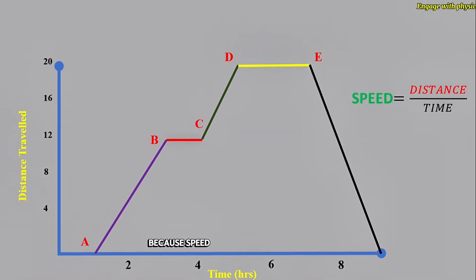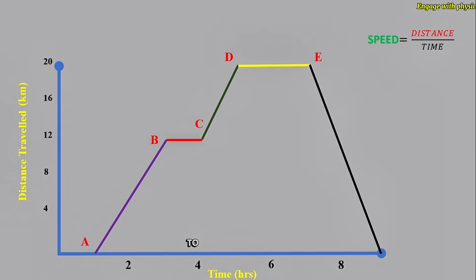Because speed is found by dividing distance by time, on this graph it is represented by the steepness of the line, also known as the gradient. To calculate speed from a graph, we need to measure the gradient. We do this by selecting the 2 points we want to find the gradient of, then finding the change in distance and the change in time.